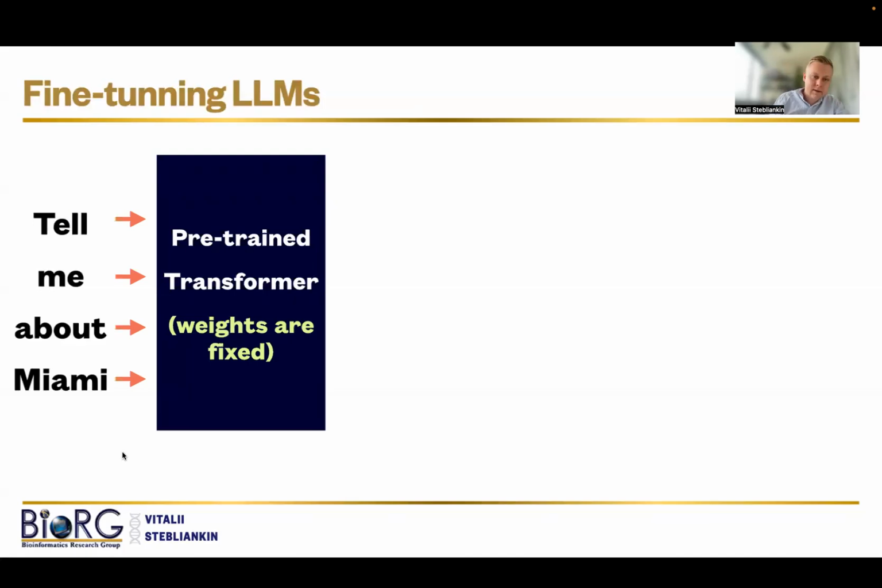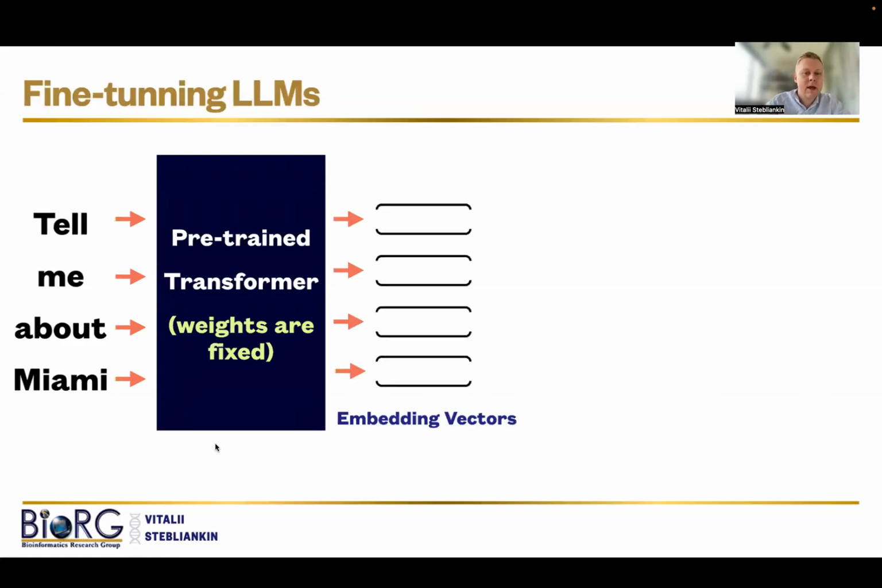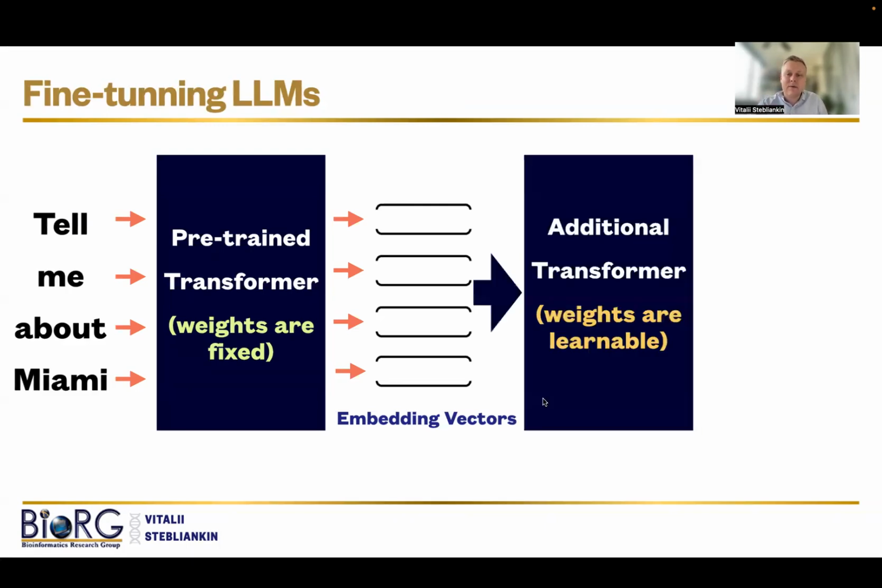So then we feed the question to the pre-trained model where the weights are fixed, the model is frozen, and we transform each word in the question into embedding vectors, right? So this is what the transformer does. It transforms each word to the latent space. And then we feed it to the additional transformers. So here the weights are learnable, right?